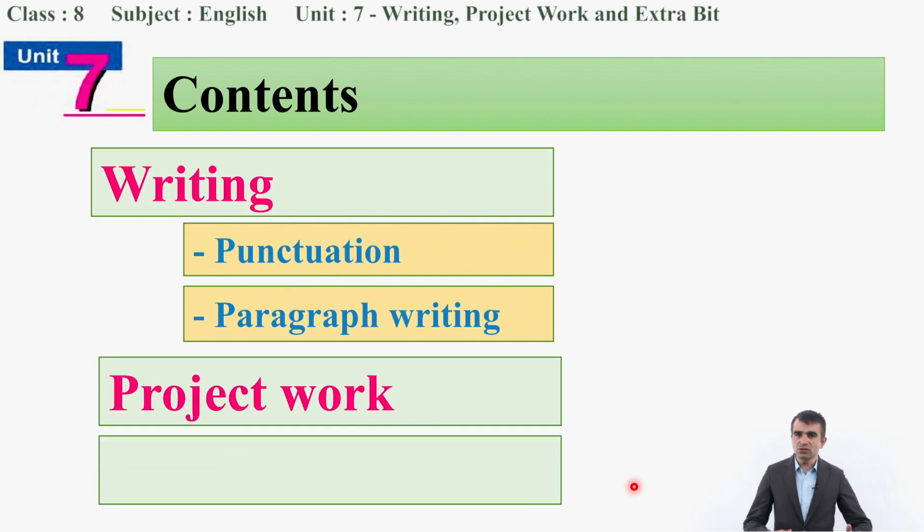Similarly, I'll give you some ways or hints or ideas of doing project work, and then finally we will talk about extra bits given in your book. Okay, so for writing, keep everything ready, and for doing project work, please have ideas so that you can do it later, and then we will talk about extra bits as well. Some extra content is given, we will discuss it too. So please be attentive and participate in activities I suggest you. Okay, is everyone ready? Great.